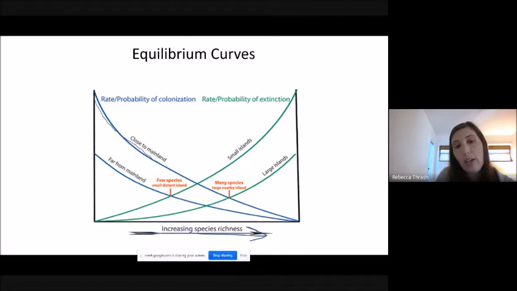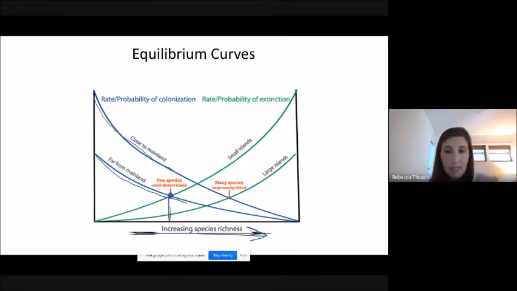As you look at increasing species richness, islands that are closer to the mainland in general have a higher rate of colonization. It's easier for species to get to those islands. Distant islands have a decreased rate of that. If the island is distant and also small, that's going to cause a smaller amount of species richness on the island. That's the equilibrium point here.